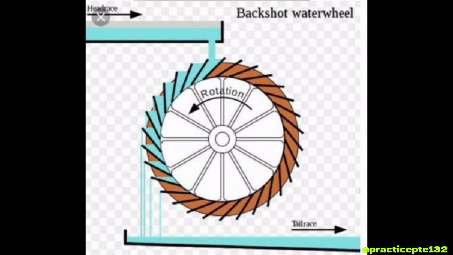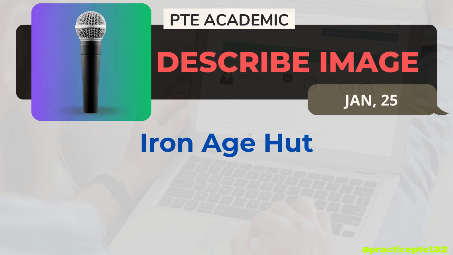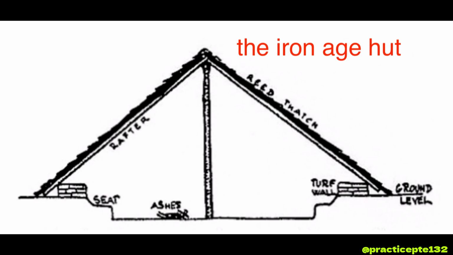The following picture gives information about backshot water wheel. It shows how the process is done. The steps include head race, rotation, and tail race. According to this picture, the first step is to abstract water to the head race. According to this picture, the second step is water push the water wheel to rotate. The final step is the water to the tail race. In conclusion, the process will repeat.